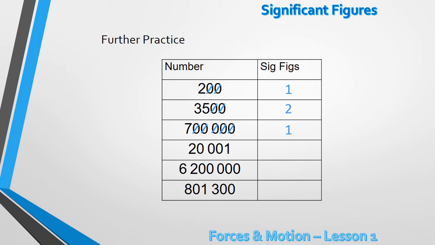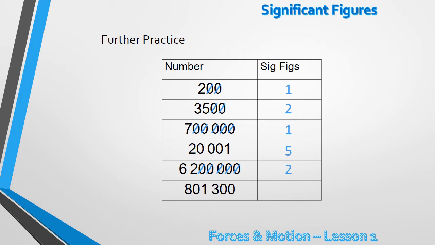20,001. I don't have any zeros before or after the number, so that means everything's significant. So I have 5 significant figures. 6,200,000. I have 5 zeros at the end of the number. There isn't a decimal, so they are not significant. So that means I have 2 significant figures.